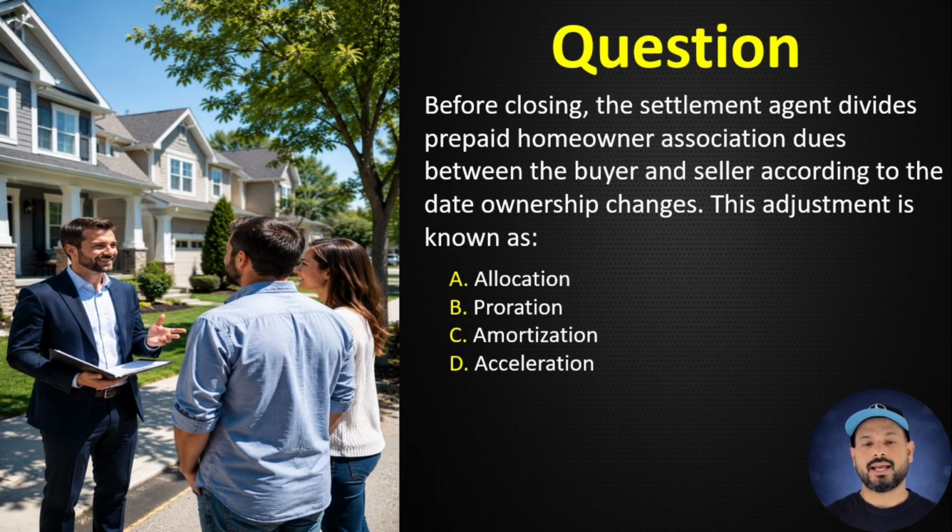Question number 48. Before closing, the settlement agent divides prepaid homeowner association dues between the buyer and seller according to the date ownership changes. This adjustment is known as A, allocation, B, proration, C, amortization, D, acceleration. Correct answer, B, proration. Proration fairly allocates prepaid expenses between the buyer and seller.